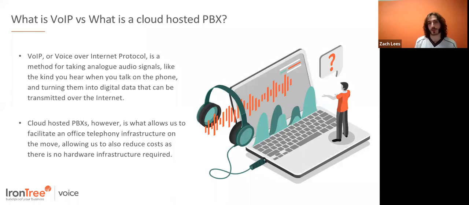The next term that I think is fundamentally very important for a lot of us to understand. A lot of the time, you hear about a PBX or a cloud-hosted this and a cloud-hosted that. So what I'm going to do first is explain a PBX. I'll explain what a cloud-hosted PBX is and why VoIP doesn't necessarily mean cloud hosting.